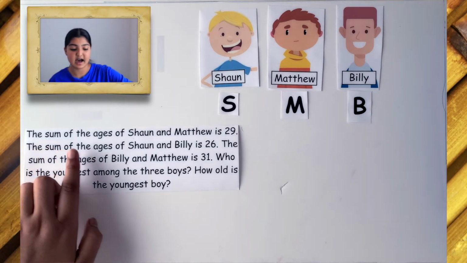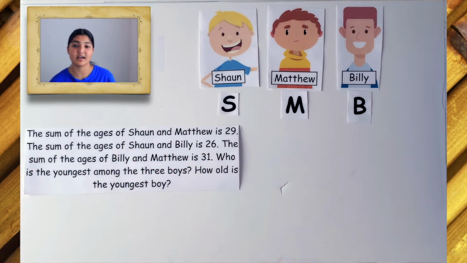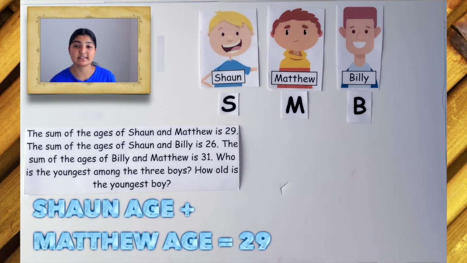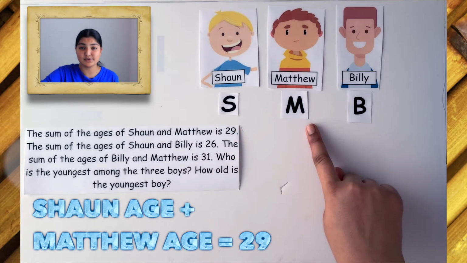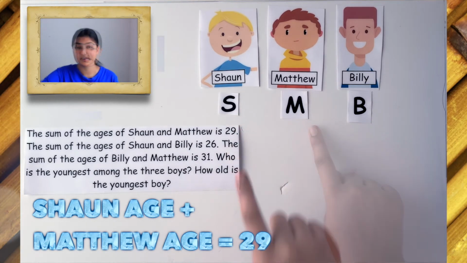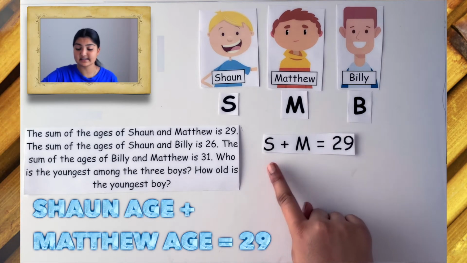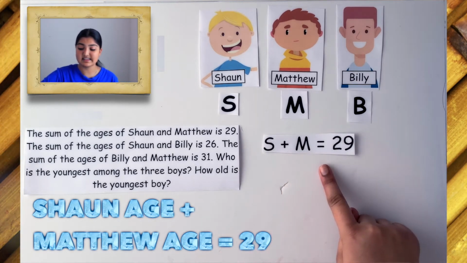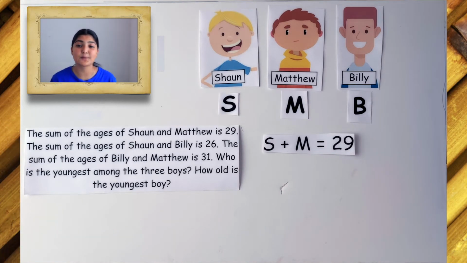The sum of the ages of Shaun and Matthew is 29. We can write this as an equation. Remember, we assumed Shaun's age as s and Matthew's age as m. So, as an equation, we can write this as s plus m is equal to 29. Now, let's look at what else we're given.